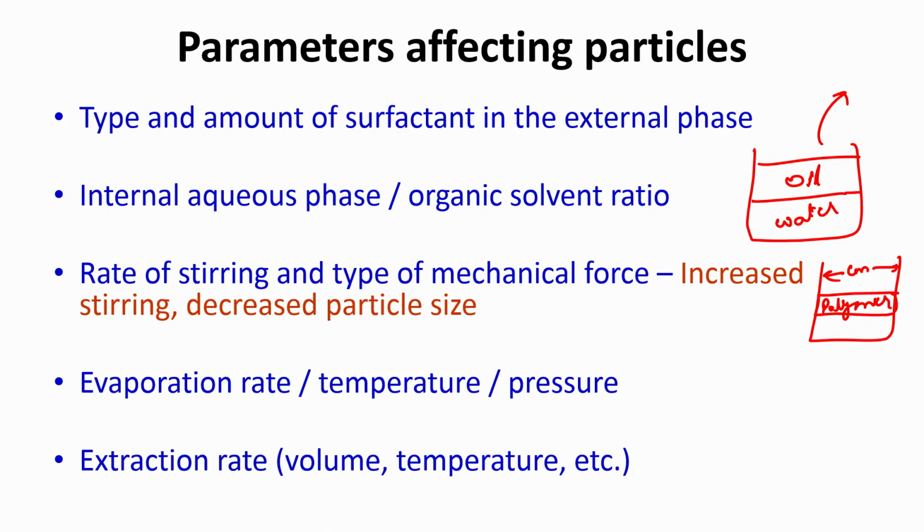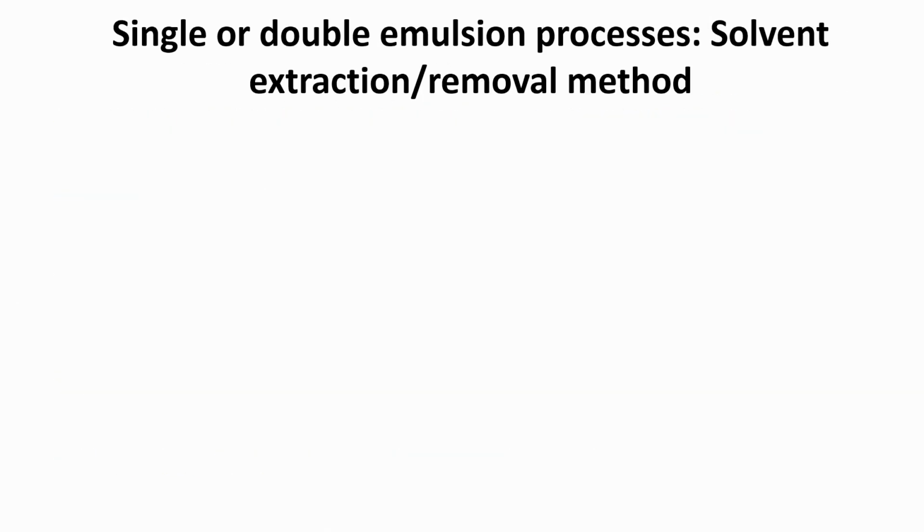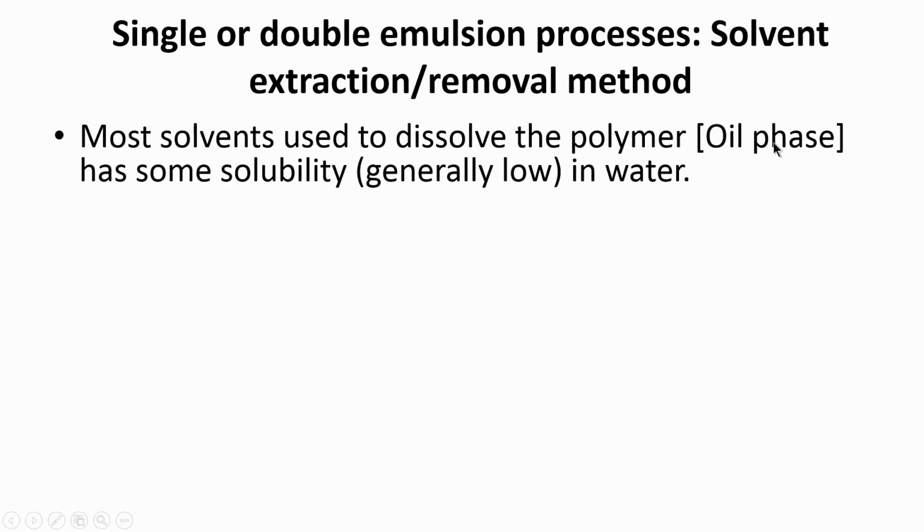So, again, how much volume is there, what is the temperature at the time of evaporation. A little bit more on the solvent extraction or the removal method. Most solvents that are used to dissolve the polymer have some solubility in water. So, how does it happen, how are these able to evaporate through the water? That can only happen if they have certain solubility in the water.